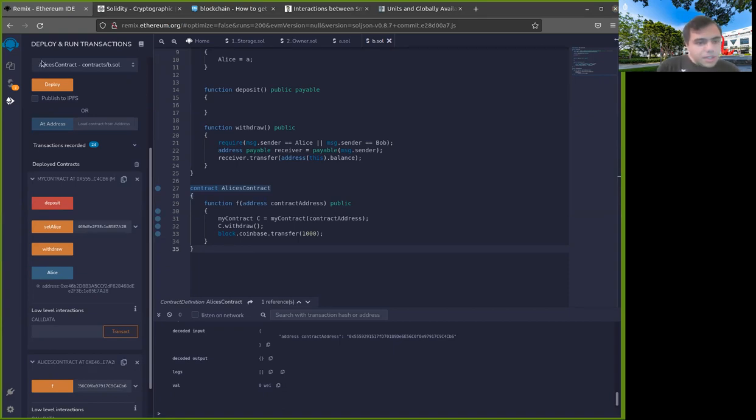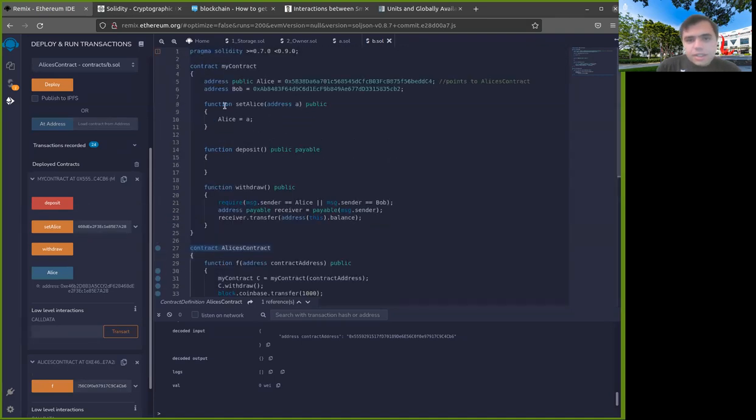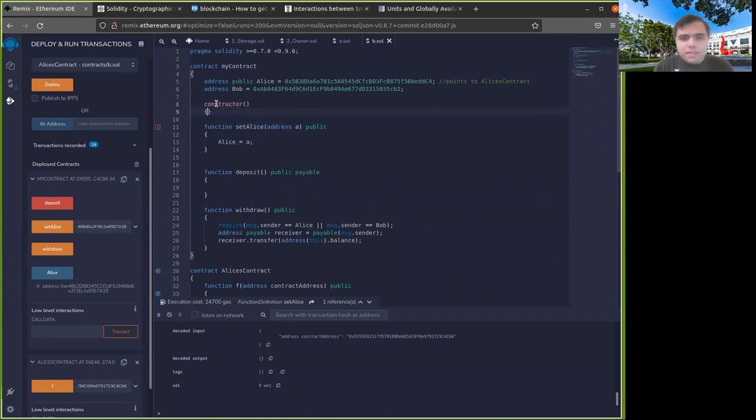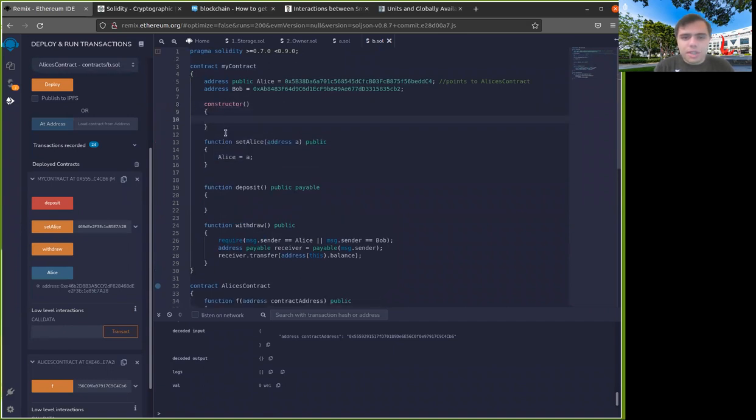Okay, looking at the questions here. One question is: is this set Alice a well-defined constructor? Well, this is not really a constructor. I just defined it as a function. You could, of course, define it in the constructor. You could have a constructor here which sets Alice and Bob. For example, in my constructor, Alice becomes whoever put this contract on the chain, so it becomes the message sender. But this is not a constructor. This is just a normal function.